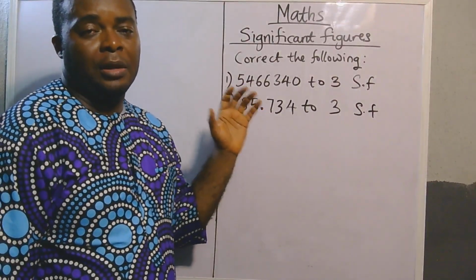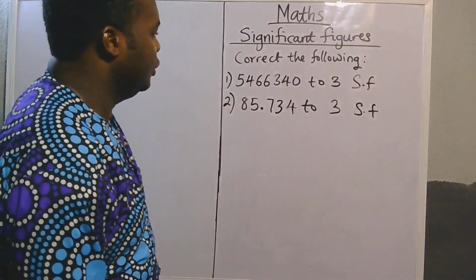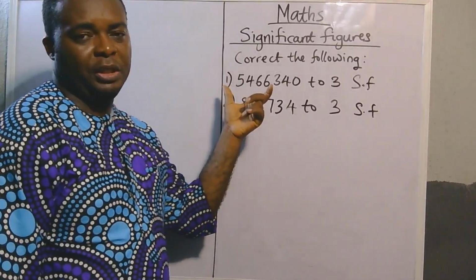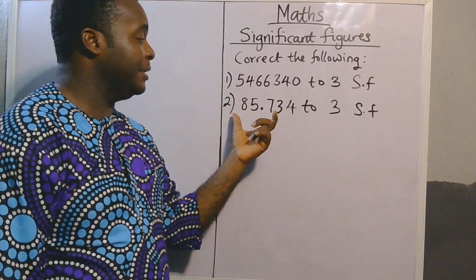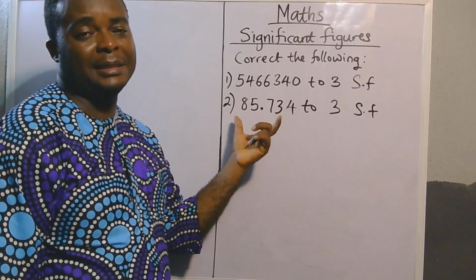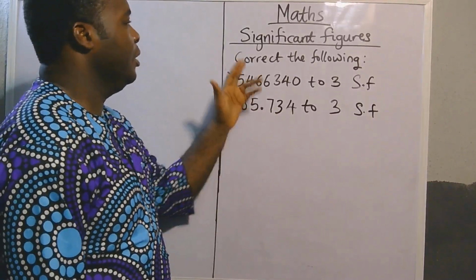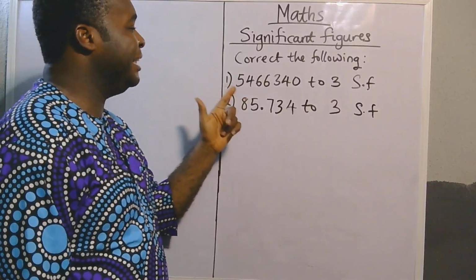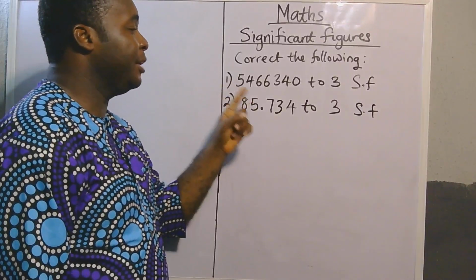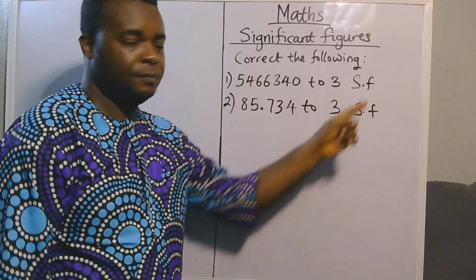The question is under the topic significant figures. The first question involves a whole number, while the second question involves a decimal number. The first question says correct 5,466,340 to three significant figures.